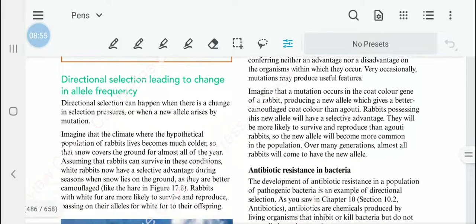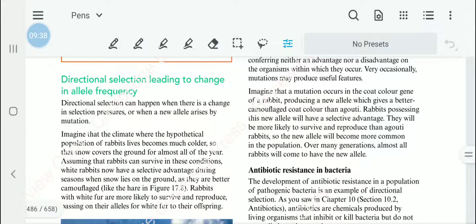So now if we are to discuss the directional selection leading to change in allele frequency, we actually see that directional selection can happen when there is a selection pressure. We saw what selection pressure was earlier. That means there is an abiotic or a biotic pressure that affects the survival of a certain organism. Or else, as a part of a mutation, a new allele would arise. So this would result in directional selection.